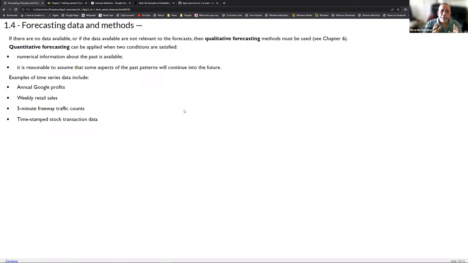So then the author delves into quantitative forecasting, which is the main focus of this textbook. And there are two conditions that need to be satisfied for the practitioner to do the quantitative forecasting. The first one is that the numerical information about the past is available. In other words, there's good information about past events. And the other one is that you can assume that those past events will be repeated or recreated into the future.